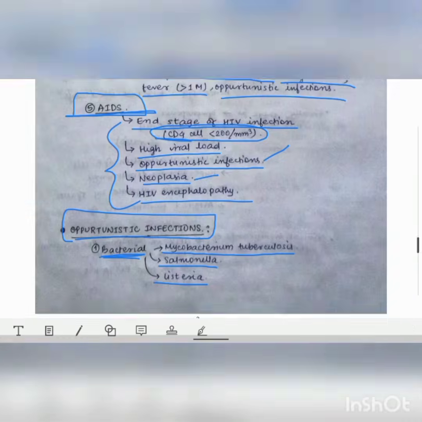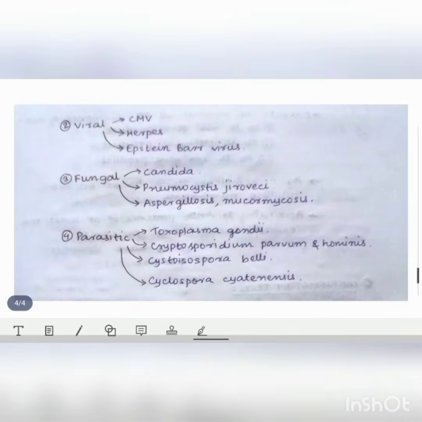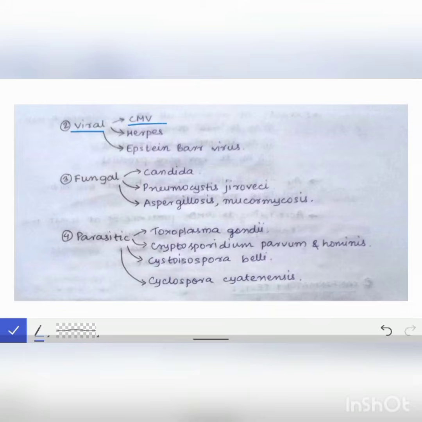The bacteria which most commonly cause opportunistic infections are Mycobacterium tuberculosis, which causes TB, Salmonella, which causes typhoid, and Listeria, which may cause meningitis. These are some of the bacteria which commonly cause opportunistic infections during HIV infection. The viral agents which may cause opportunistic infections are CMV, herpes, and Epstein-Barr virus. The fungi which may cause opportunistic infections are Candida, Pneumocystis jirovecii, Aspergillosis, and Mucormycosis.